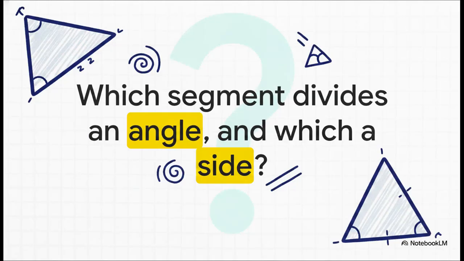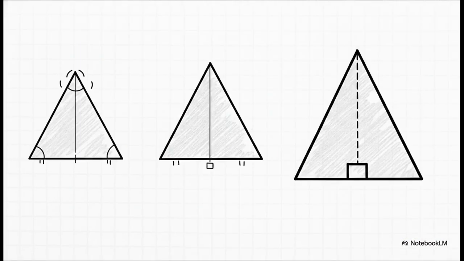Okay, time for a pause check. I want you to actively think about this one. Go ahead and pause this explainer for a second and see if you can categorize our toolkit. Which of the 4 special segments we just defined divides an angle and which ones divide a side? Take a moment. All right, let's look at the breakdown. The angle bisector is the only one that divides an angle. Makes sense, right? The median and the perpendicular bisector both divide a side by passing through its midpoint. And the altitude?